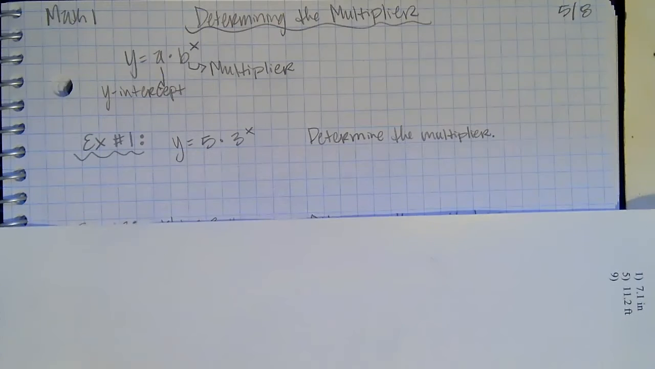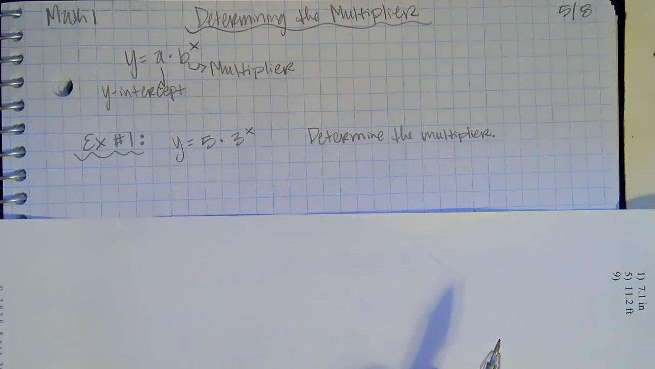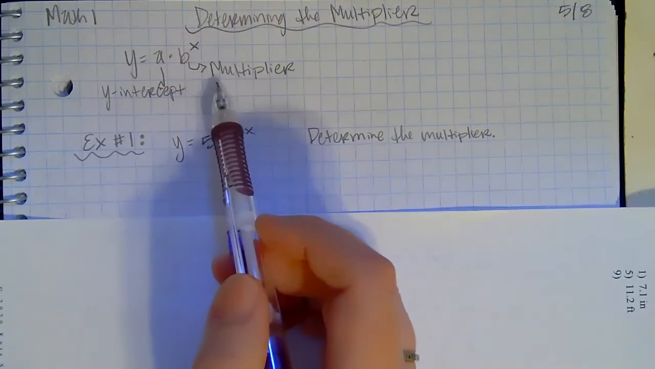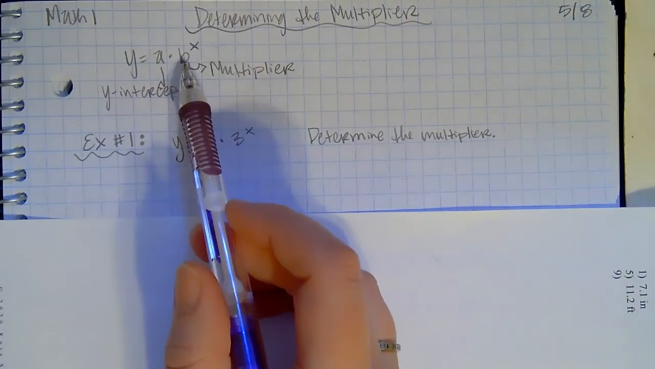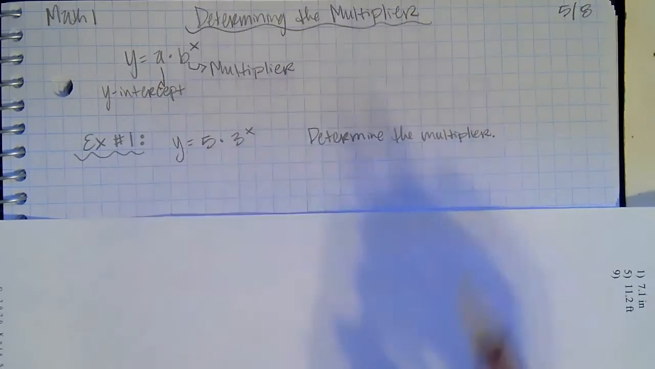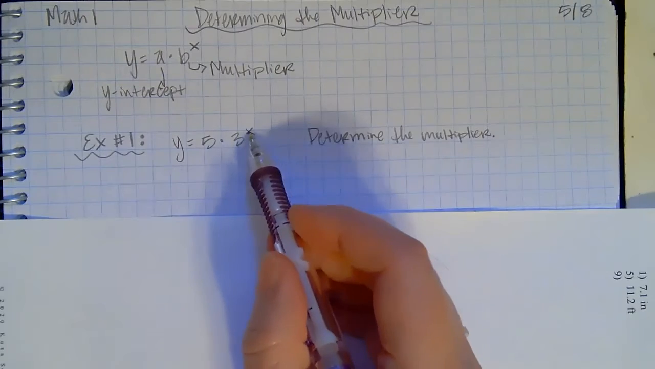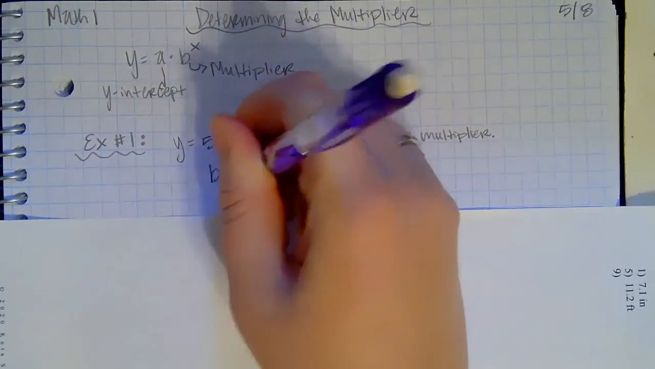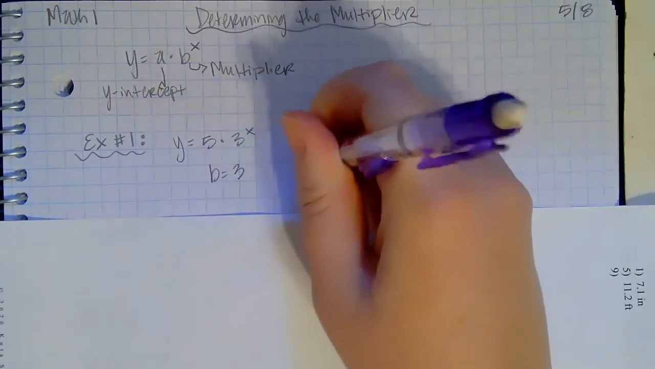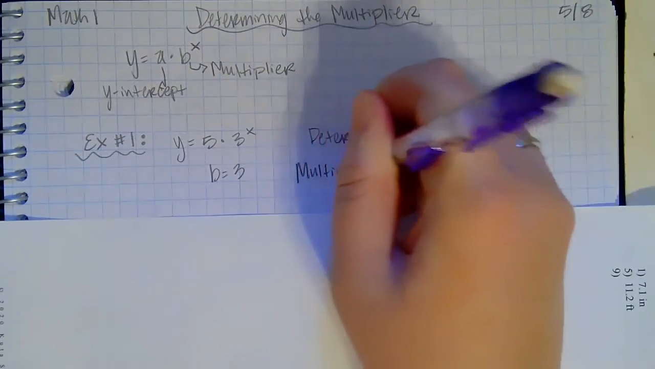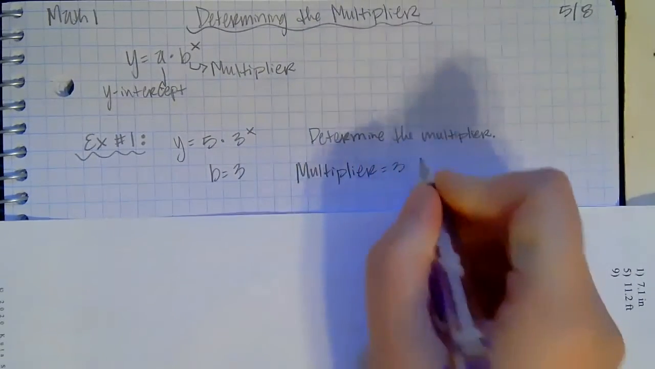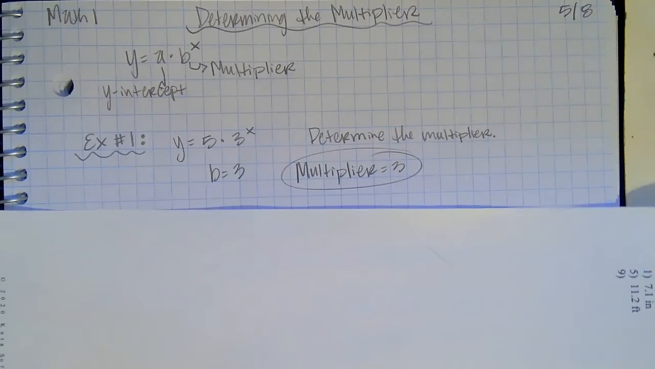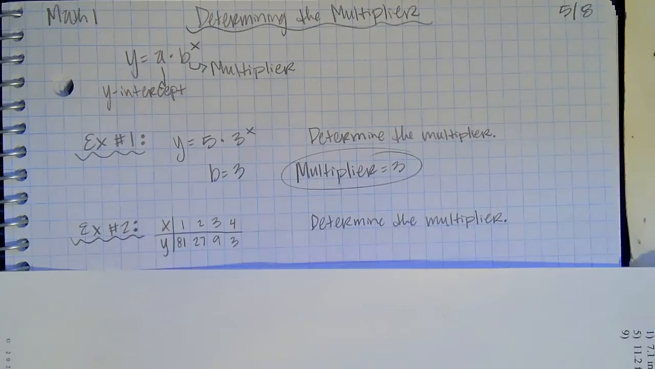So here's my example number 1. I want to find the multiplier. So this is easy because it's already set up in the form of the equation. So B is the multiplier, and B is the number that has the exponent. So here you can see 3 is the number that has the exponent. That means that my B value is 3, which means the multiplier is 3. So that was nice and easy because we already have the equation. No work involved. Another thing that we could have is a table.